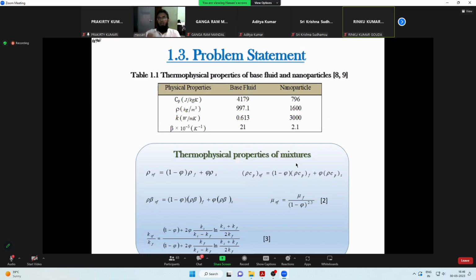Now, in order to solve, we need the thermophysical properties of the base fluid and the nanofluid, which are usually obtained by thermorheological measurement. I'm just representing it. Say the Cp of the base fluid, water, is 4179 joule per kilogram per Kelvin, whereas for the nanoparticle it is 796. Density is around 1000 for the base fluid and around 1600 for the nanoparticle. Thermal conductivity is 0.613 watt per meter per Kelvin, whereas for nanoparticles this is 3000. That makes a big difference.